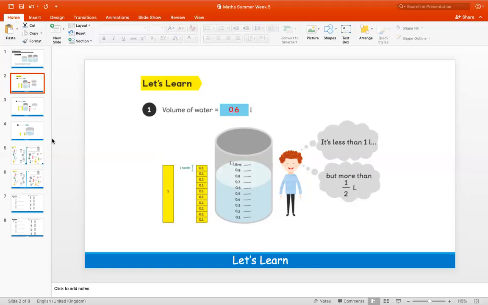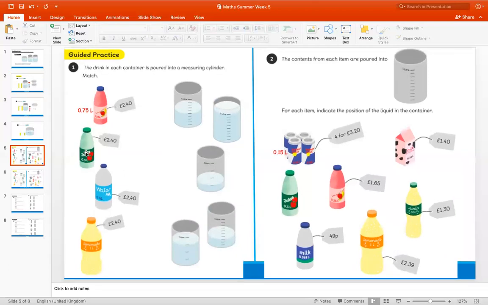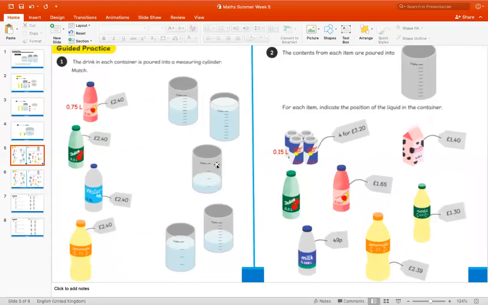Let's now move on to our guided practice and see what we have to do for today's guided practice. You've got 2 questions. The first one, you need to match each drink to the correct container to show how much there is. So let me just read this out. That's 0.75 litres, that's 0.3, that's 0.5, and this is 1 litre. You've got 4 drinks, but you've got 5 containers. Ooh.